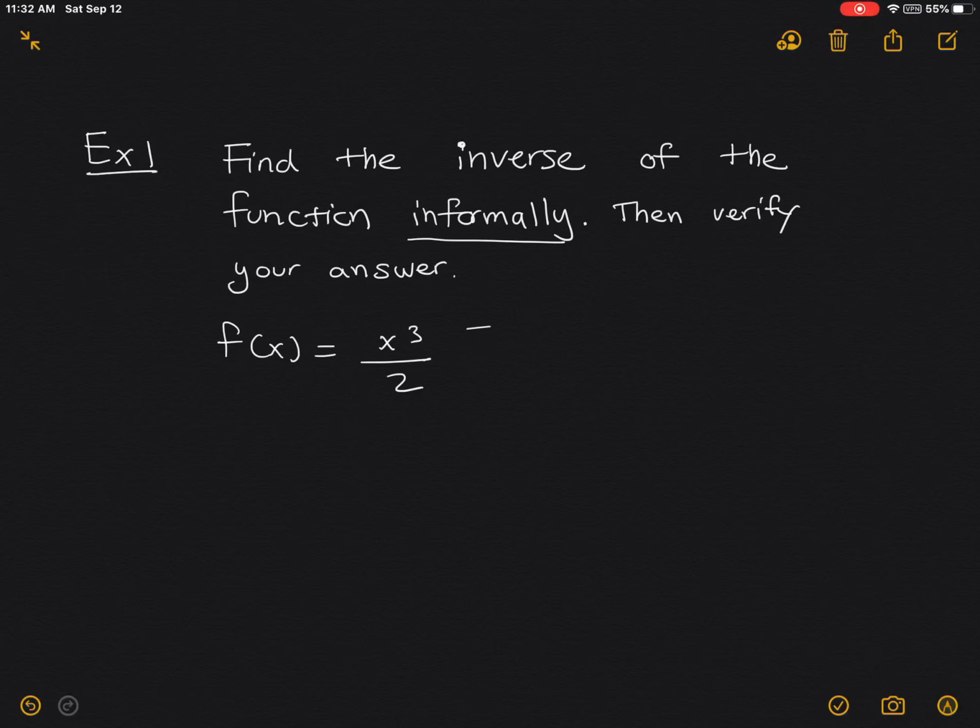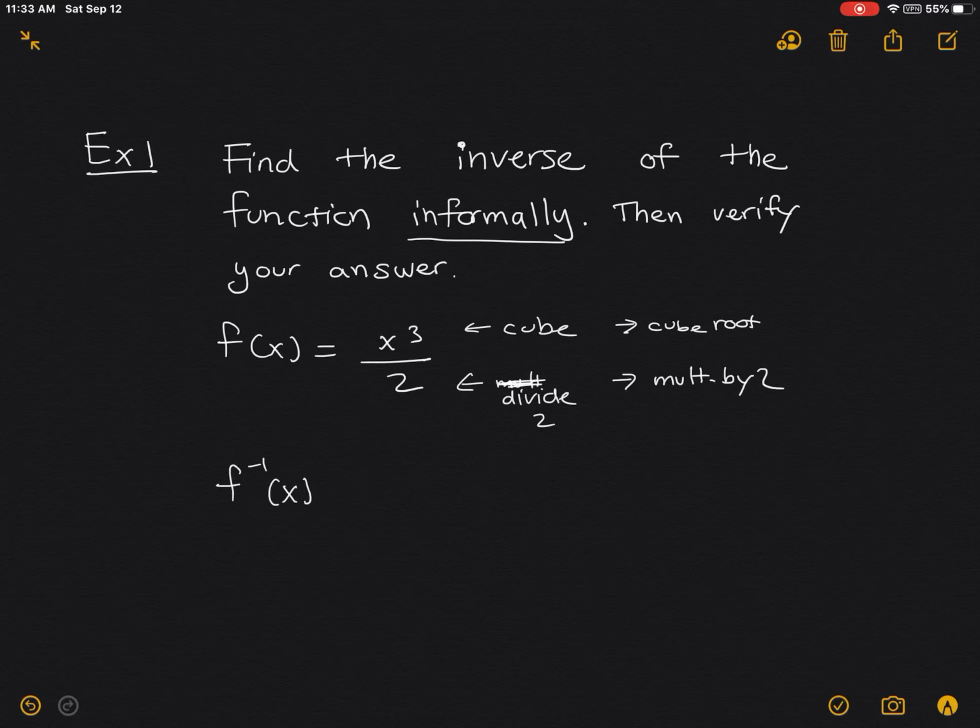So notice this function right here, I'm taking the cube. Well, what's the opposite of taking the cube of x? The opposite of taking the cube is to take the cube root, or the 1/3 root. And then notice it's being divided by 2. Well, the inverse of divide by 2 is to multiply by 2.